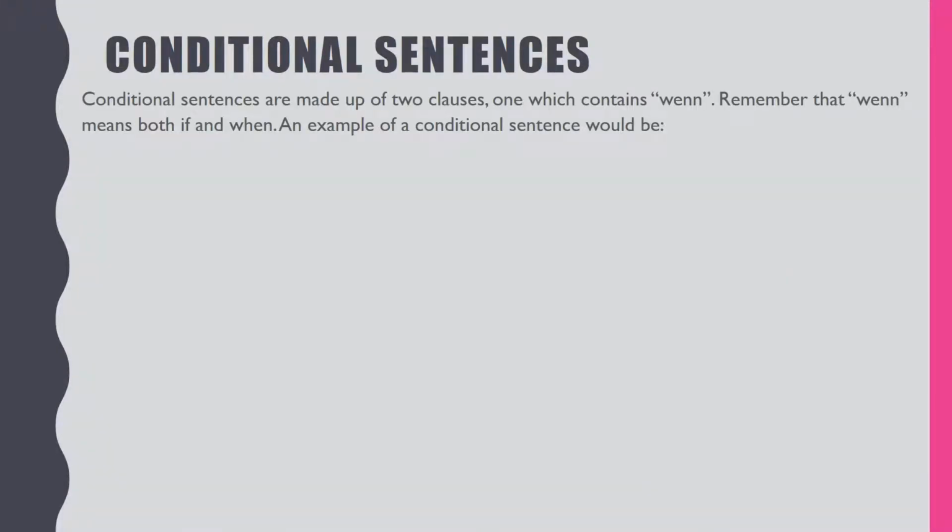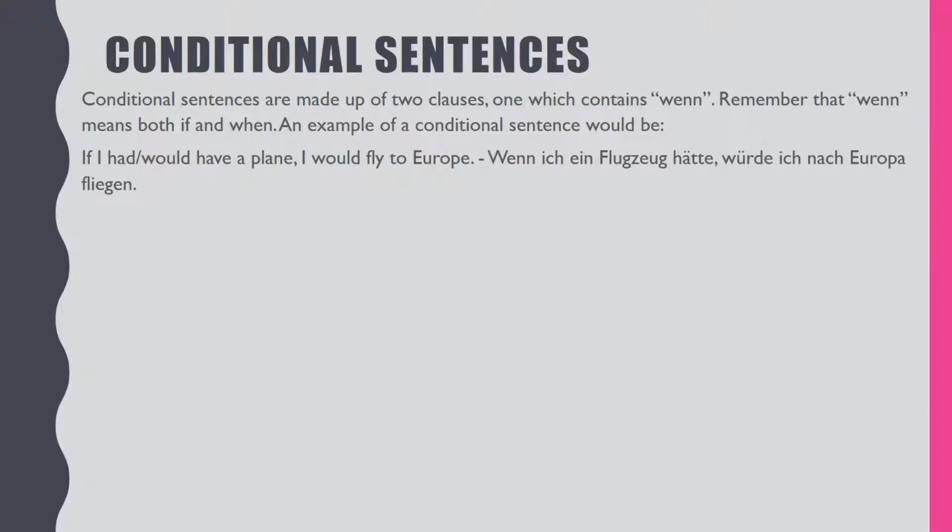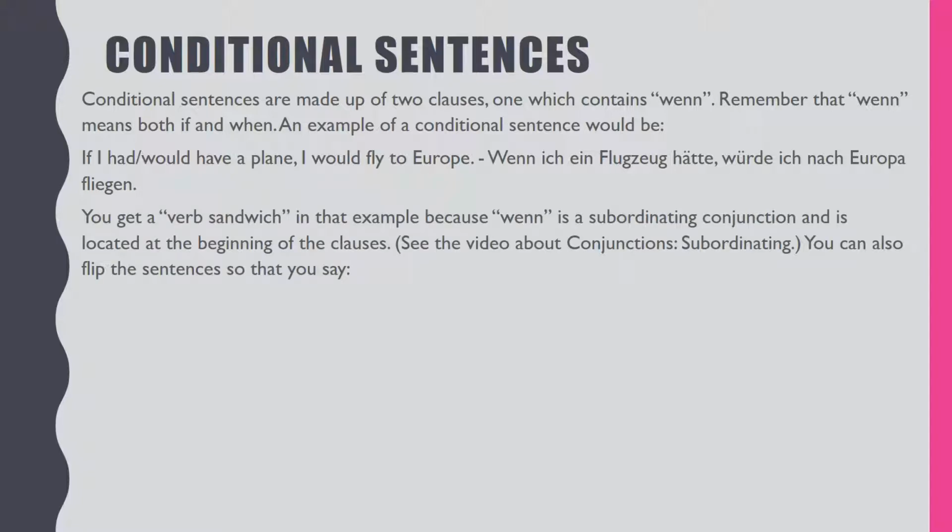Conditional sentences are made up of two clauses, one which contains wenn. Remember that wenn means both if and when. An example of a conditional sentence would be, if I would have a plane, I would fly to Europe. For example, wenn ich ein Flugzeug hätte, würde ich nach Europa fliegen. You get a verb sandwich in that example because wenn is a subordinating conjunction and located at the beginning of the clauses. See the video about conjunctions subordinating.